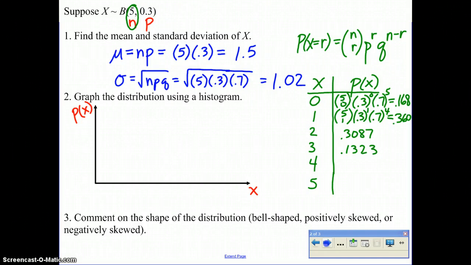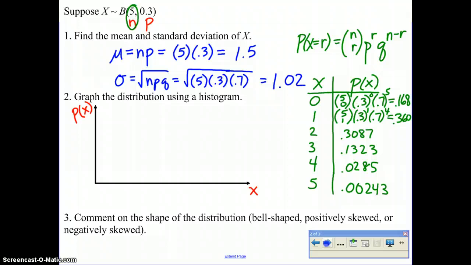0.1323, 0.0285, and 0.00243. All right. Now we've got our outcomes listed and our probabilities of each of those outcomes.